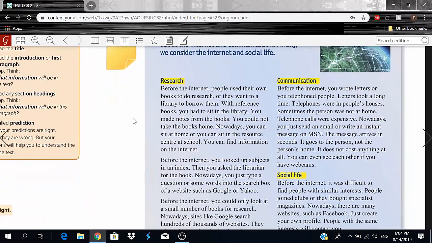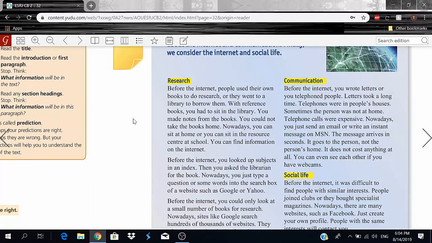Research. Before the internet, people used their own books to do research, or they went to a library to borrow them. With reference books, you had to sit in the library. You made notes from the books. You could not take the books home. Nowadays, you can sit at home or you can sit in the resource center at school. You can find information on the internet.